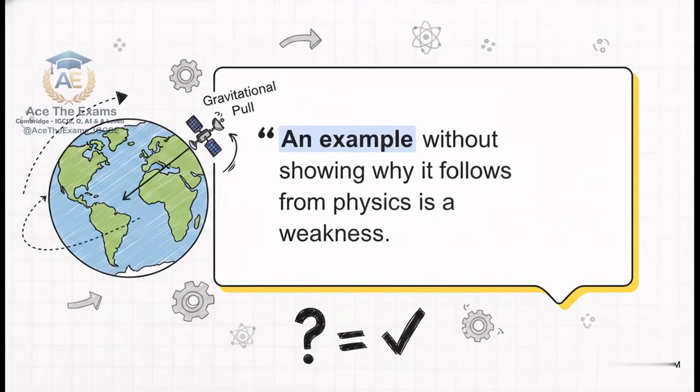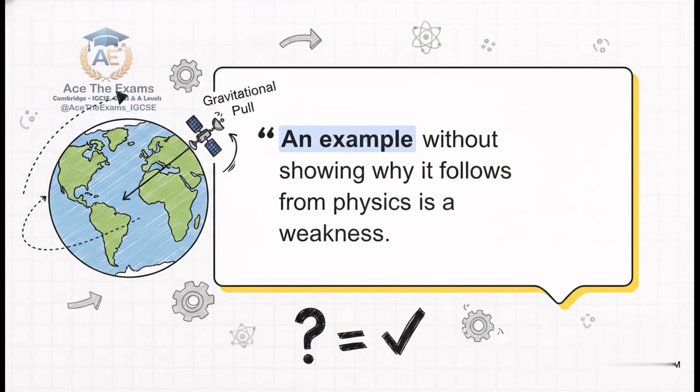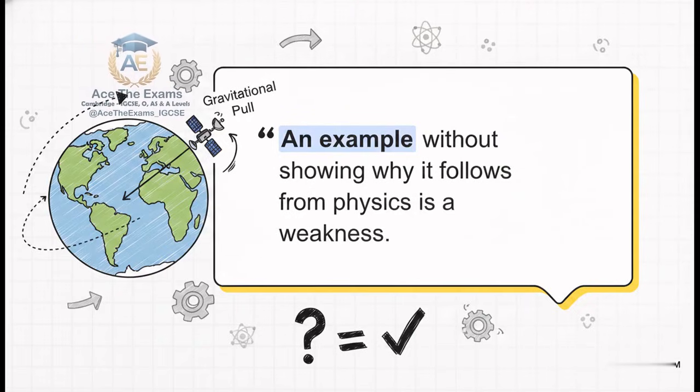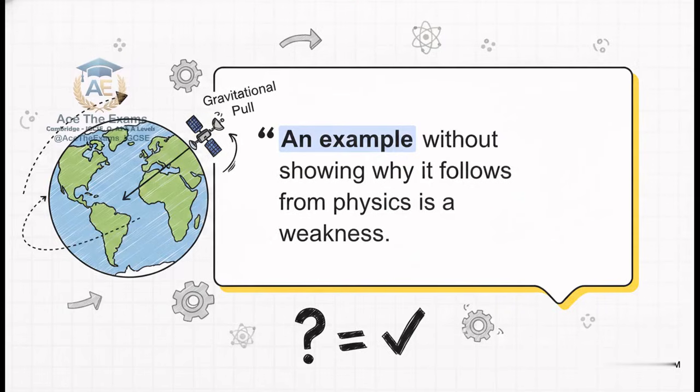I want you to listen to this stark warning straight from the examiner reports. Quote, "Giving an example without showing why it follows from the physics is a common weakness," unquote. Let that sink in. You can name a satellite orbiting the Earth all day long, but if you do not explicitly explain that the Earth's gravitational pull is providing the required centripetal force, and that this force is constantly changing the satellite's direction of travel without changing its speed, well, you've missed the mark entirely.